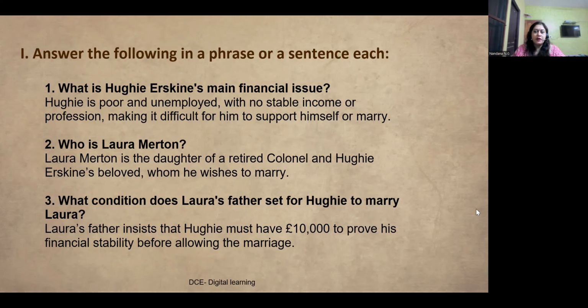Now let us go for the first unit. Answer the following in a phrase or a sentence each. The first question: what is Huey Erskine's main financial issue? The answer is Huey is poor and unemployed with no stable income or profession, making it difficult for him to support himself or marry. Who is Laura Merton? The answer is Laura Merton is the daughter of a retired colonel and Huey Erskine's beloved, whom he wishes to marry. What condition does Laura's father set for Huey to marry Laura? Laura's father insists that Huey must have 10,000 pounds to prove his financial stability before allowing the marriage.